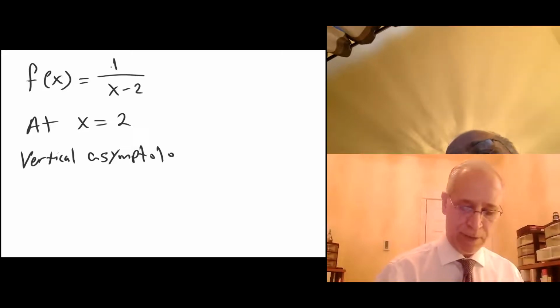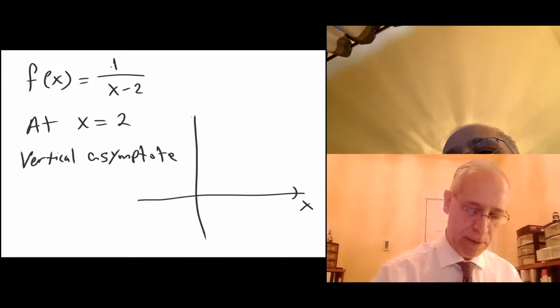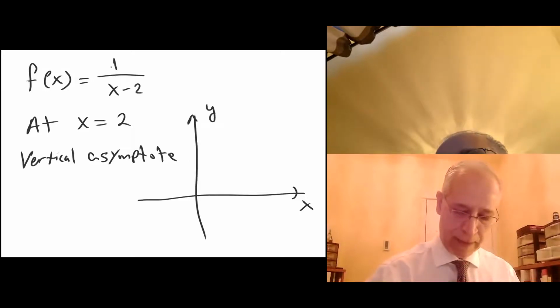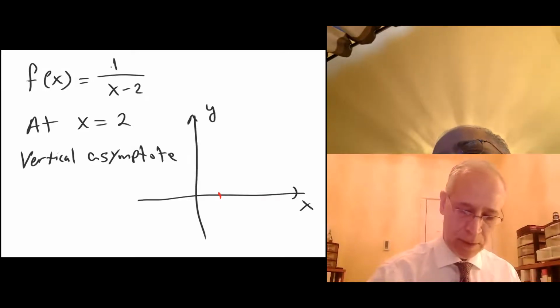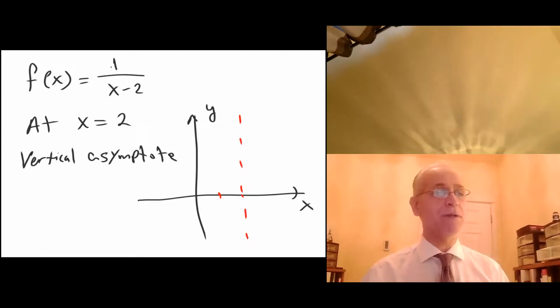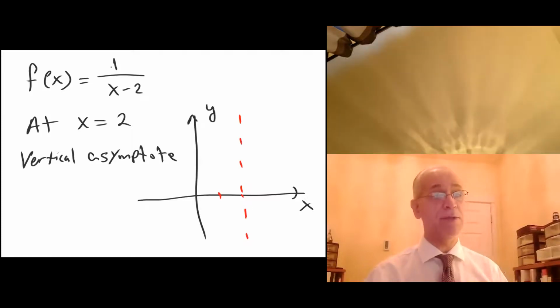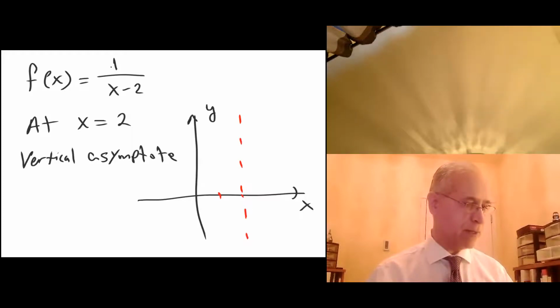How do I show that on the graph? So let's say this is x and this is y. At x equals positive 2, we show that by a dotted line. And our graph of this rational function will never ever touch this dotted line, my vertical asymptote. Okay, let's do another one.